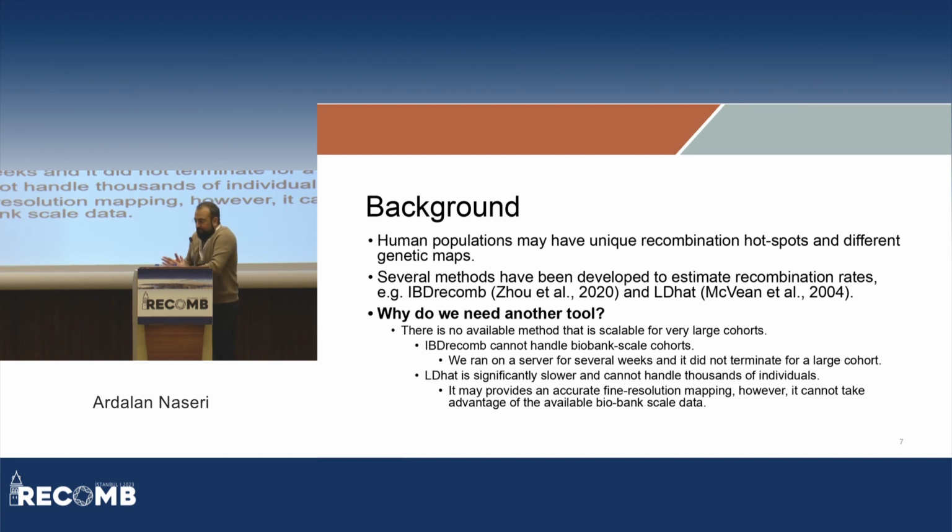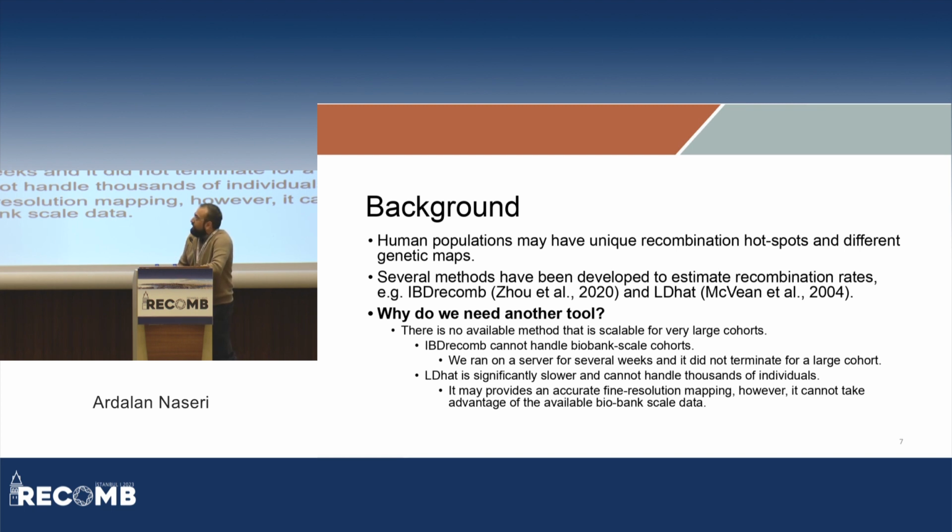The issue is that each population may have its own unique genetic map. Several tools have been developed. One of the older ones was LDhat, and the most recent one is IBD-Recomb. The problem these tools have is that they are not easily scalable. The older one, LDhat, can barely handle thousands of haplotypes. The tool was developed for samples with hundreds of haplotypes. It's pretty accurate, but if you have a lot of data, you cannot take advantage of it. And it requires some pre-processing.